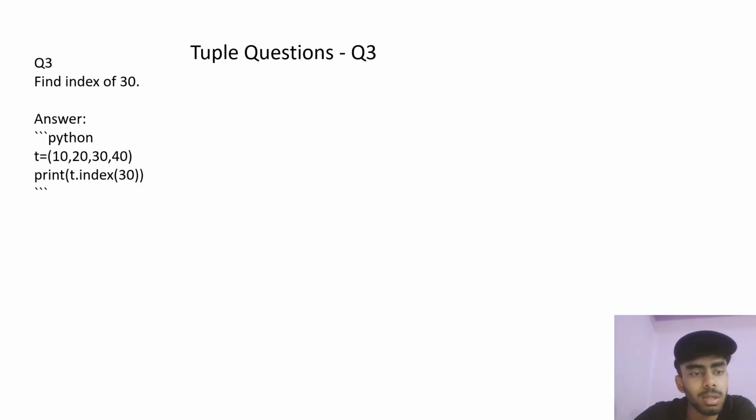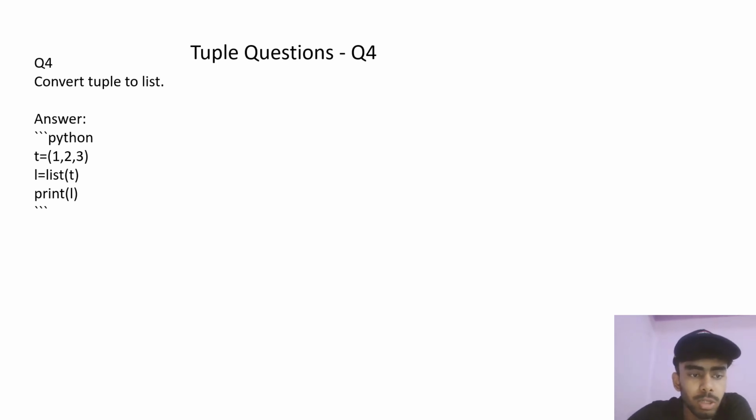So here in this question, you have to find the index of 30. You have to find what the index number of 30 is in this tuple. You can easily tell that the index of 30 is 2. But for finding it, you can use the predefined function index. So remember this one also. These are all predefined and very, very, very important for your exam and for your viva also.